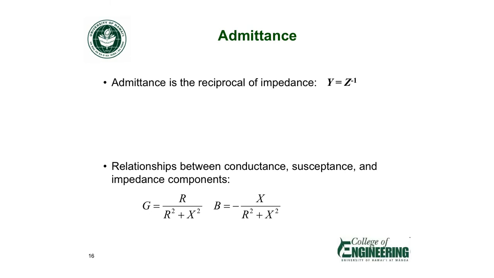The opposite of resistance is conductance. The opposite of impedance is admittance. So it's the reciprocal of the impedance. So admittance is Y, and that's the reciprocal of impedance. And this is going to also be a complex number. It will have a real part that is conductance, and an imaginary part that's called susceptance.